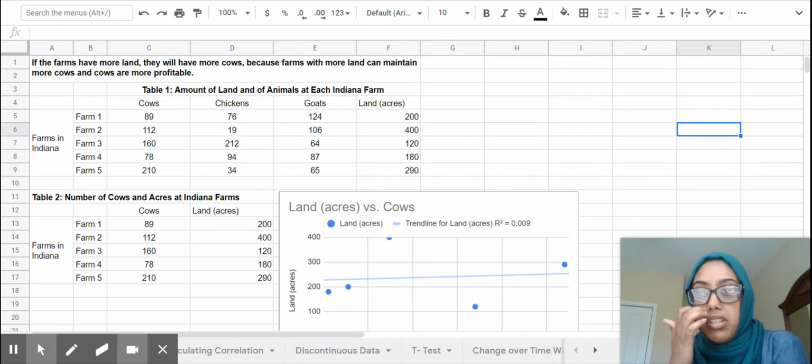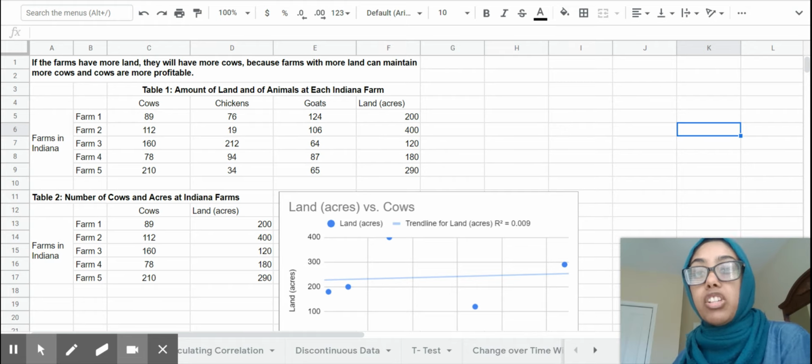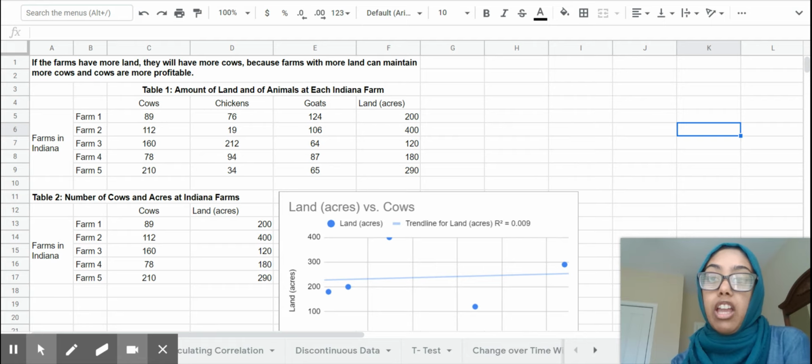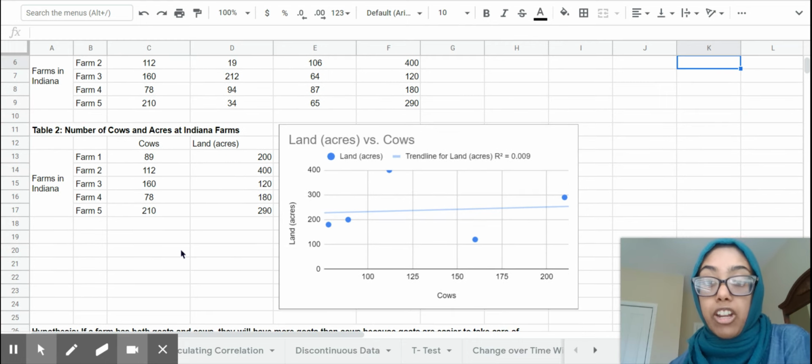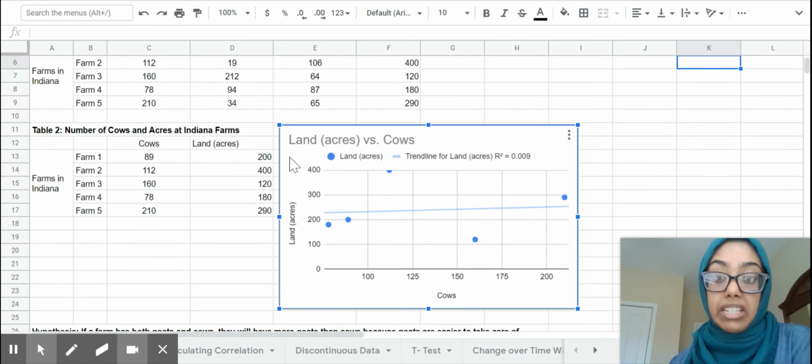Alrighty, so example number one. The hypothesis is that if farms have more land, they will have more cows, because farms with more land can maintain more cows and cows are more profitable. So what we did is we took our table that we originally had and we recognized, wow, there's data for land. And then we extracted the information about cows and the information about land into a separate table and then formed a scatter plot chart to analyze it.